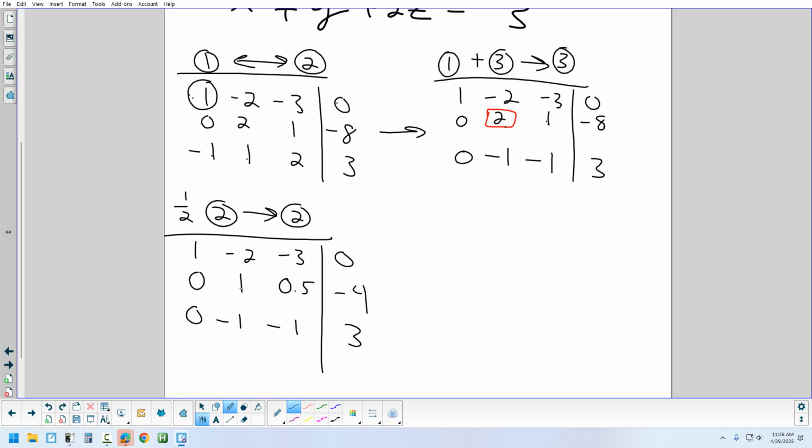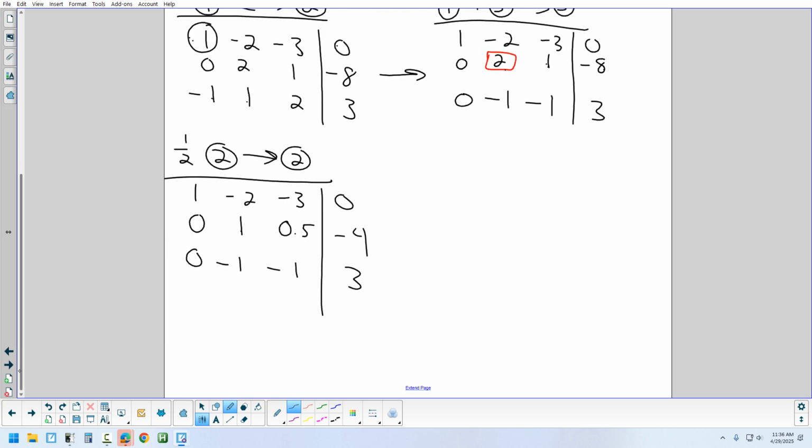Next step. What element do we want to focus on now? Column 2, row 3. And what do we want to turn that into? 0. To do it, I need to use something above it. Don't use the top row, because if you do that, you're going to mess up your 0. You have to use the row immediately above.